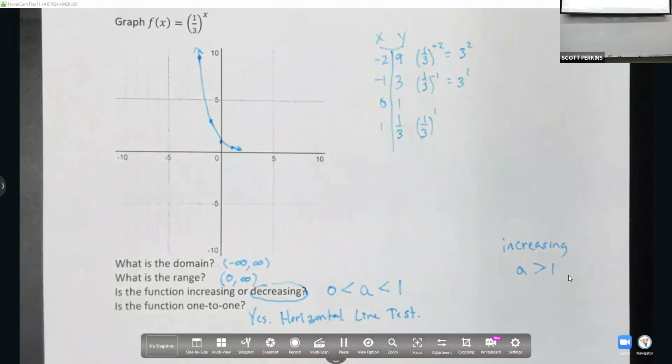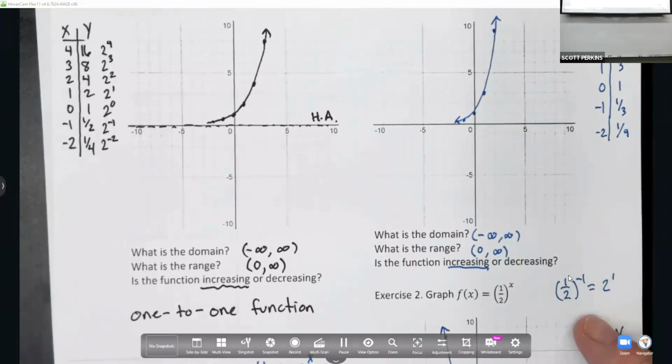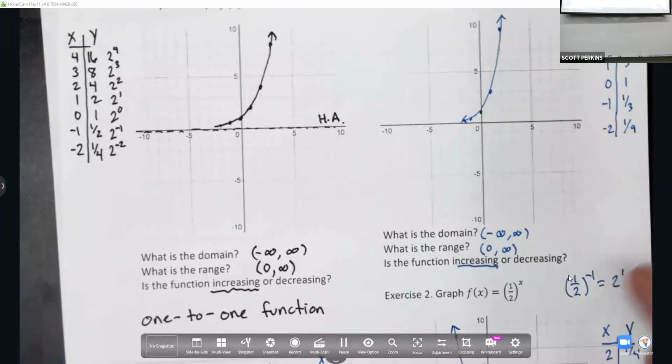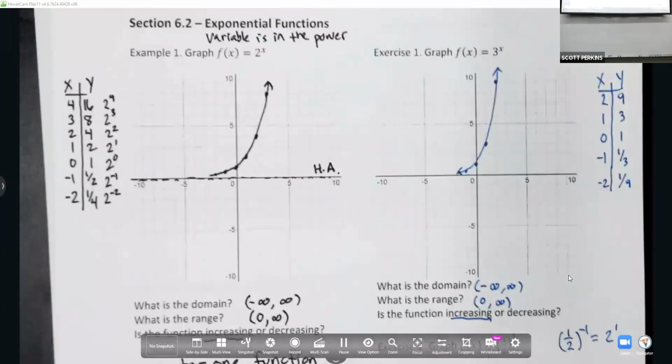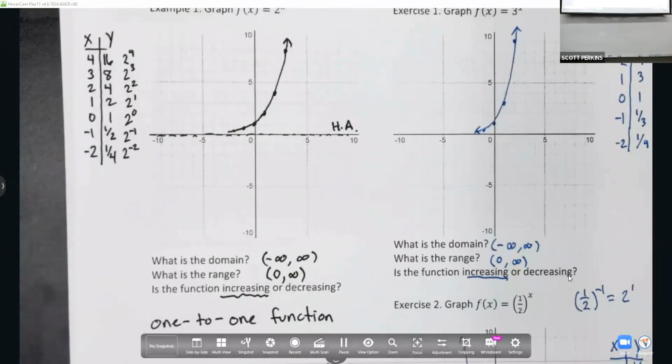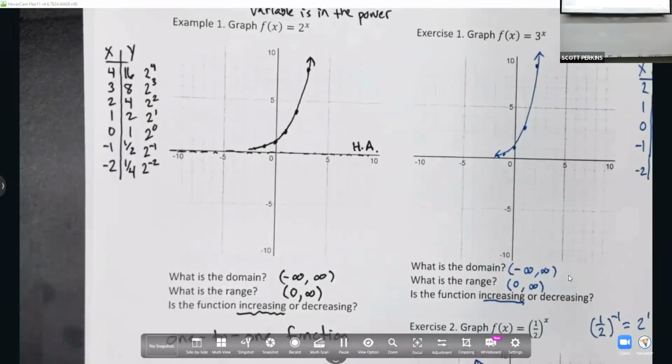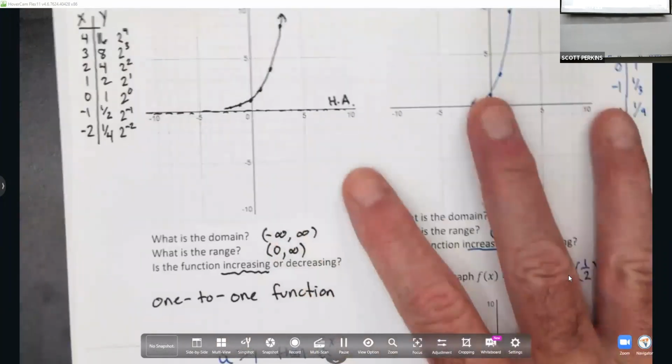I think, if I'm scanning the crowd, everyone was here last time. So the front page of your 6.2 sheet should be complete. If you need another one, I have a few extras up at the front. The reason I mention it is because the next page is going to be based on these graphs.